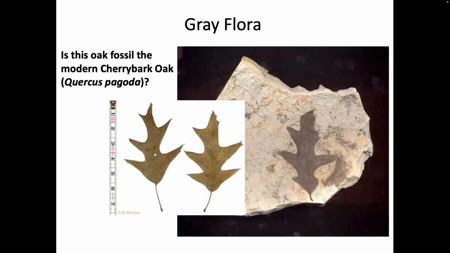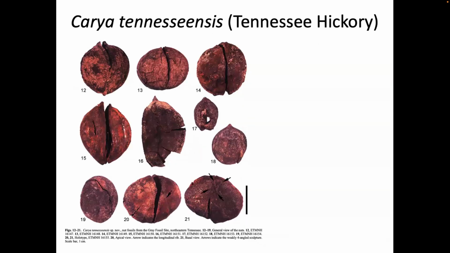There's also records here of other trees from the deep south, like bald cypress. There's a unique hickory here, which is related to pecan. It's actually been named the Tennessee hickory, Carya tennesseensis. That's neat to think that those hickory nuts are actually 5 million year old hickory nuts.